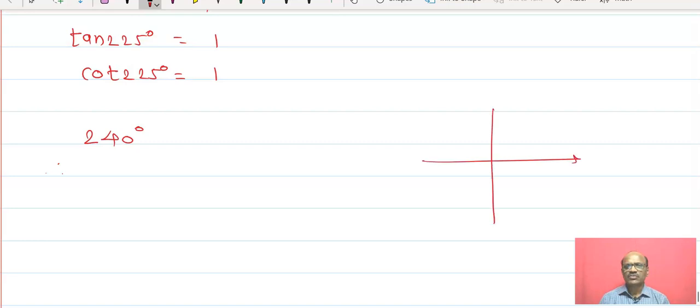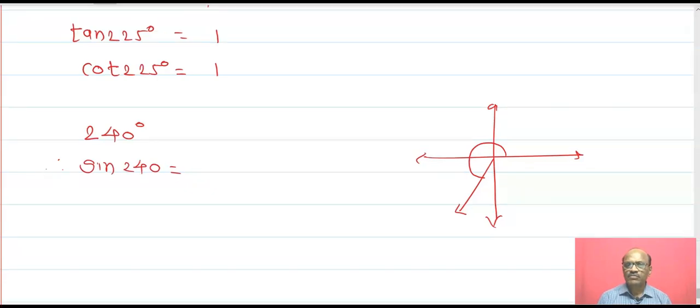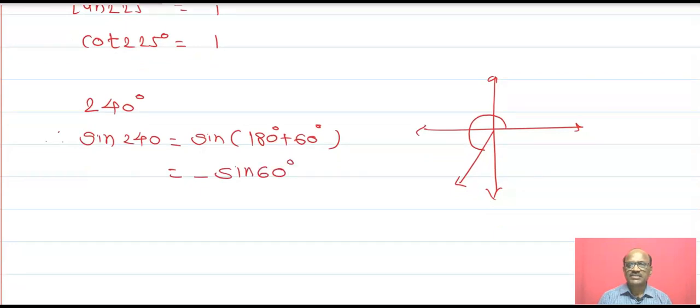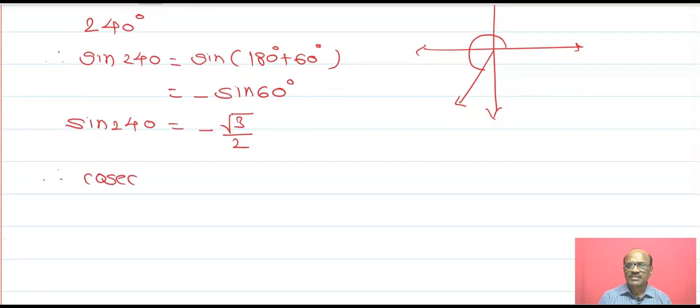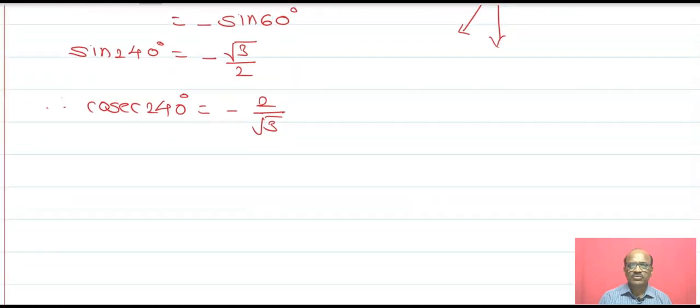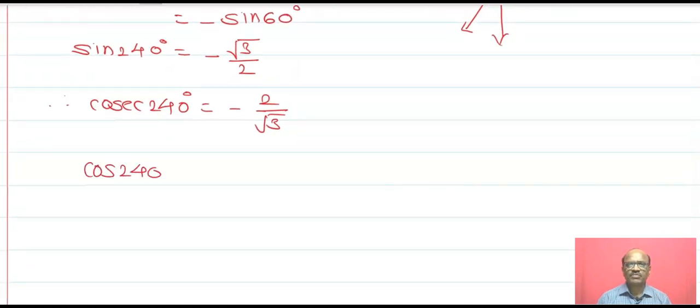Now the next angle is 240. Now this angle lies again in the third quadrant, that is 180 plus 60. Therefore sine of 240 can be written as sine of 180 plus 60, and that is equal to minus sine 60 because it is in the third quadrant. In the third quadrant only tan is positive. Whenever there is a pi plus theta, the function remains as it is, and that's why it is minus sine of 60, and sine 60 is root 3 upon 2, and therefore cosec 240 is the reciprocal of sine of 240, that is minus 2 upon root 3.